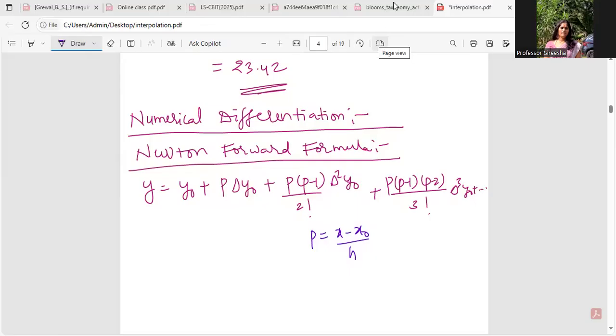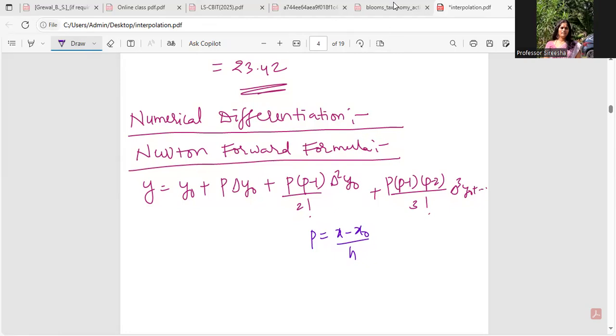Okay, coming to numerical differentiation. How do I do numerical differentiation? It is not the differentiation of the polynomial that we get after interpolation. We should use the formula itself, because the polynomial is an approximation to the given data. Instead, the formula is a standard one. So we go with the formula only, not the polynomial approximation.